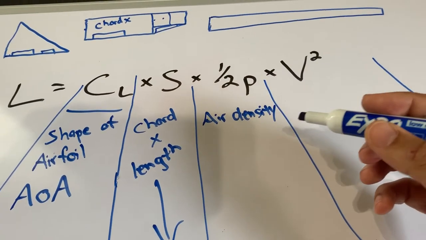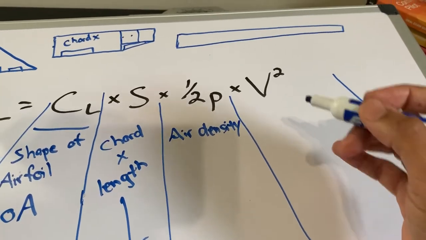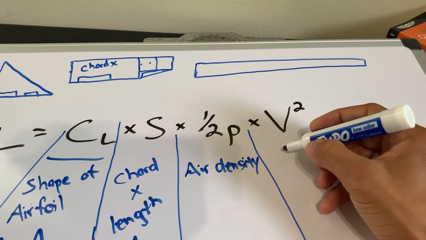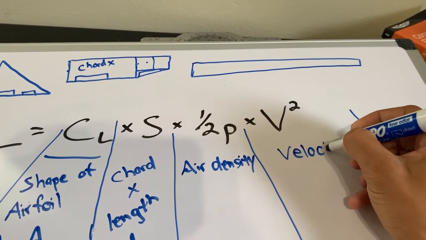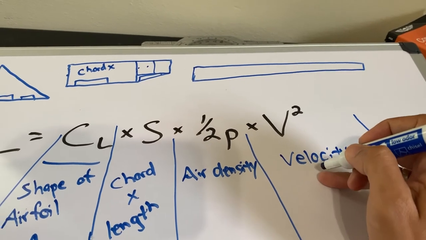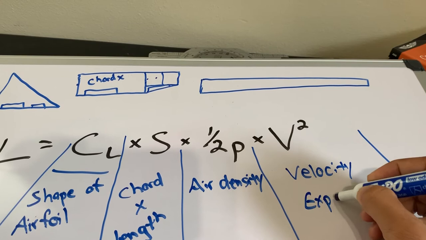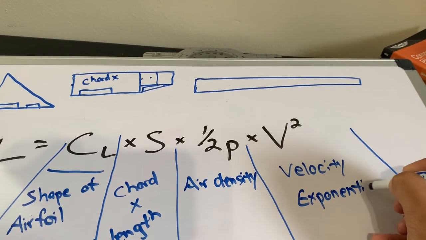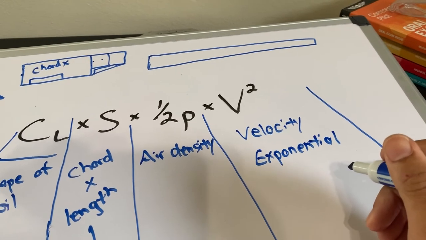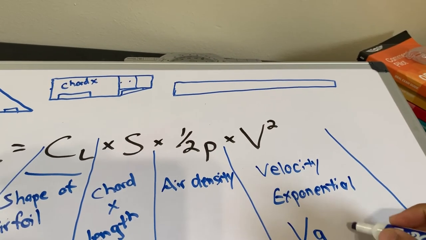And then this one finally is the greatest factor in this whole equation, which is velocity. This right here is also a component that's exponential, so I'll put exponential. I think that's how you spell it. If not, whatever. Anyway, we actually use this for the VG diagram.